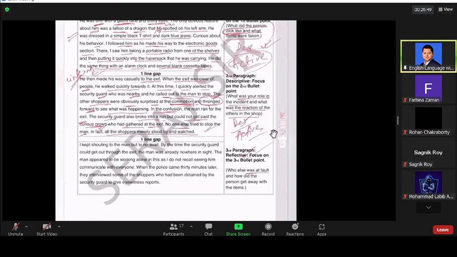Next, the third bullet point, which is the reflective one. Who else was at fault and how did the person get away with the items? Who else was at fault? I kept shouting to the man, but to no avail. By the time the security guard could get out through the exit, the man was already nowhere in sight. The man appeared to be working alone in this.